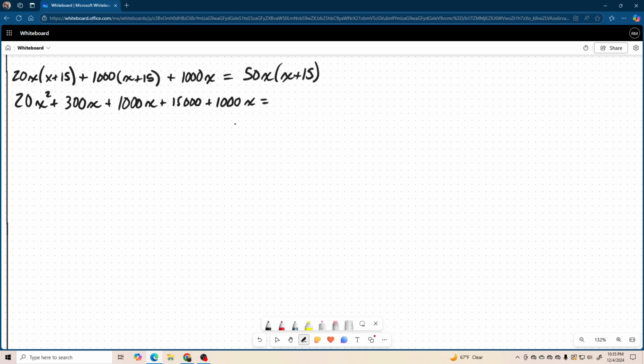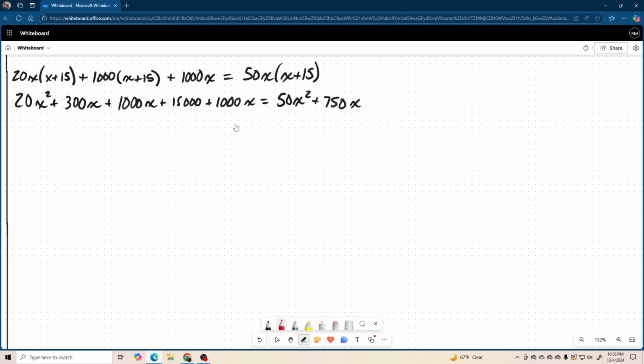And this equals 50x times x is 50x squared. And then 50x times 15 is 5 times 15, which is 45. No, 75. So plus 750x. All right, excellent. Let's keep going.